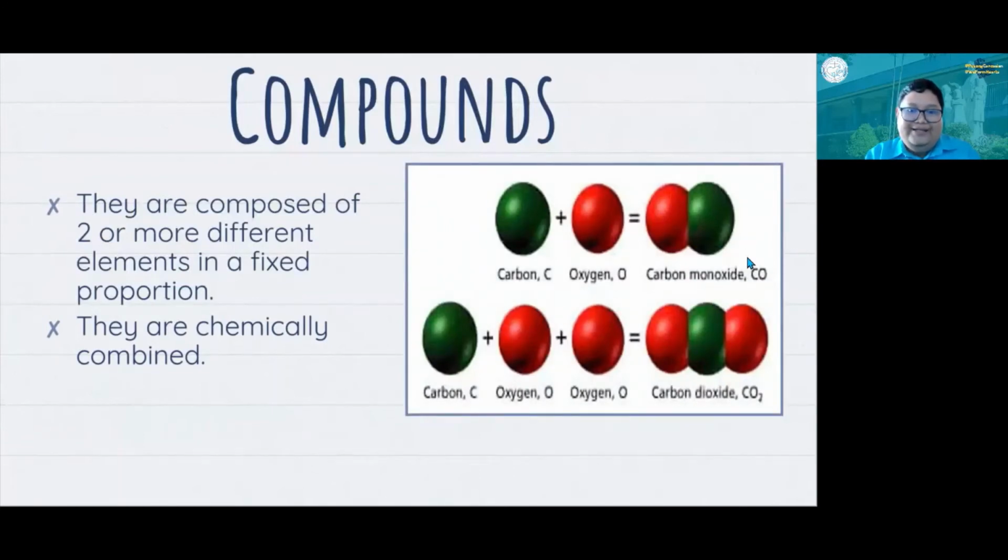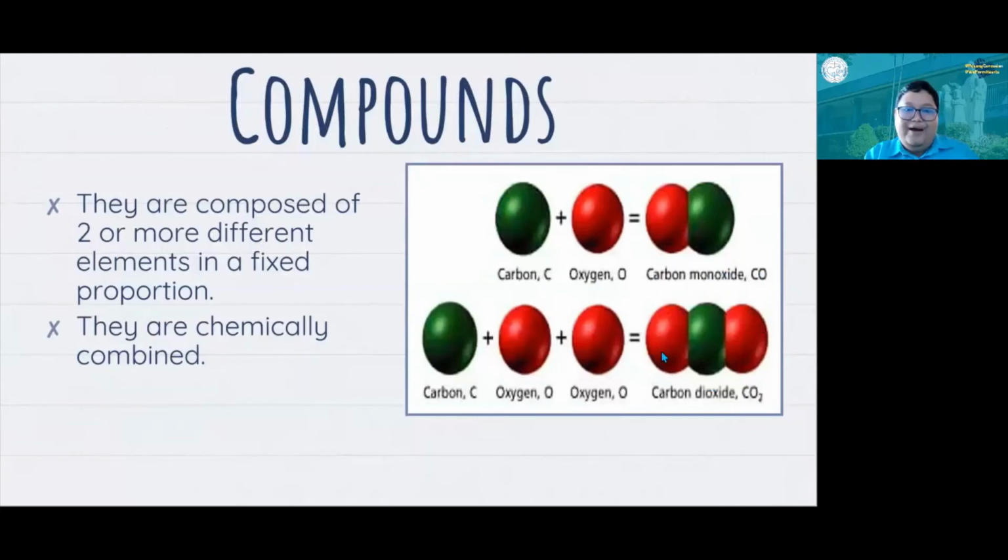So this is an example of a compound. Carbon monoxide is a compound made from one atom of carbon and one atom of oxygen. So carbon and oxygen, when they are separated, are individual elements. But when we combine them chemically, we will be able to form a compound. And that compound is what we call carbon monoxide, or CO. Carbon monoxide is a gas that is produced as a byproduct of vehicles, the smoke from vehicles. Okay? So, carbon monoxide.